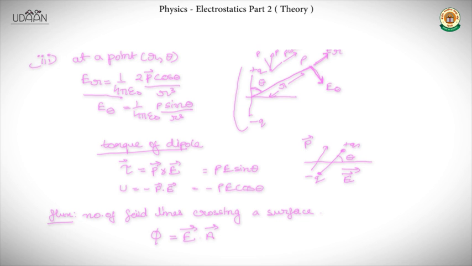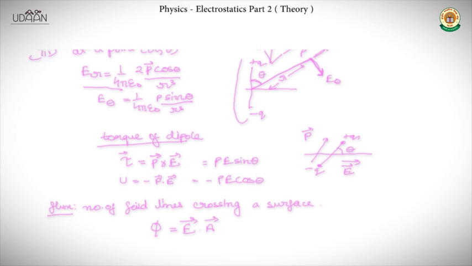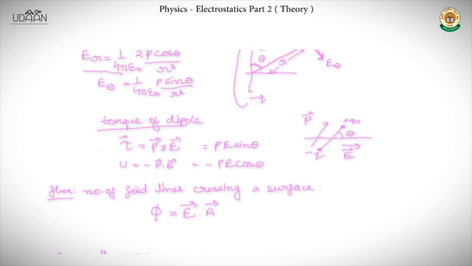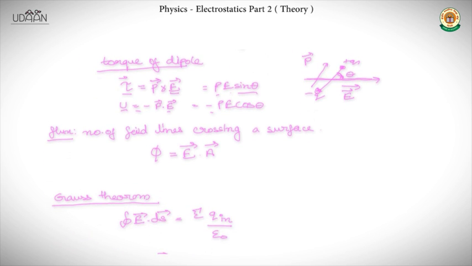Let us move on to torque of a dipole. When a dipole, minus Q and Q, is placed in an electric field at an angle theta, then the torque experienced by it will be equal to p bar cross E bar, which is equal to pE sin theta. And the potential energy will be equal to minus p bar dot E bar, which is equal to minus pE cos theta. So remember these formulas.